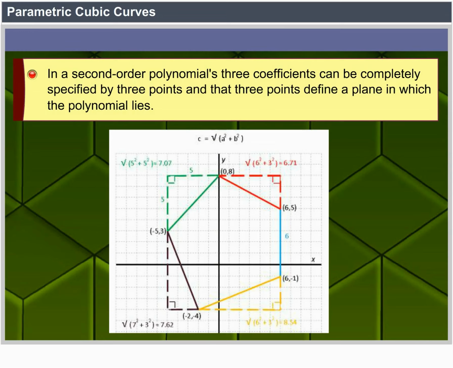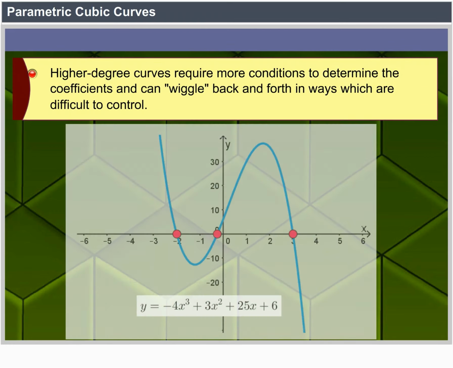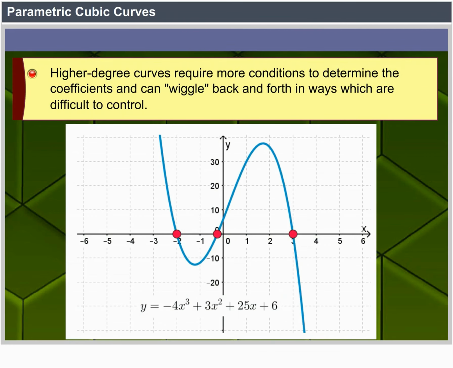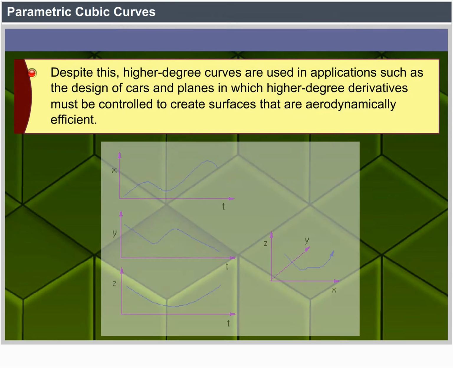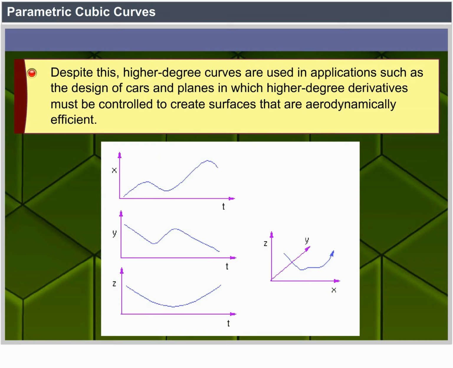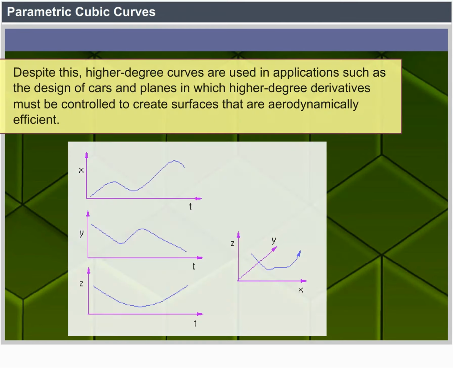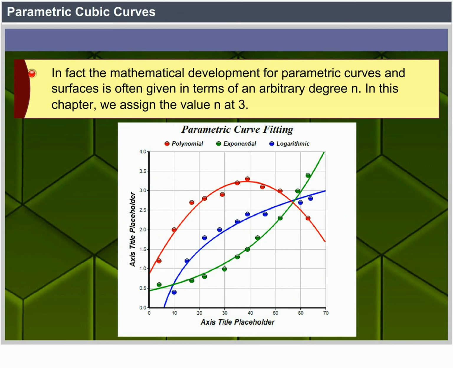Higher degree curves require more conditions to determine the coefficients and can wiggle back and forth in ways that are difficult to control. Despite this, higher degree curves are used in applications such as the design of cars and planes, in which higher degree derivatives must be controlled to create surfaces that are aerodynamically efficient. In fact, the mathematical development for parametric curves and surfaces is often given in terms of an arbitrary degree n. In this chapter, we fix n at 3.